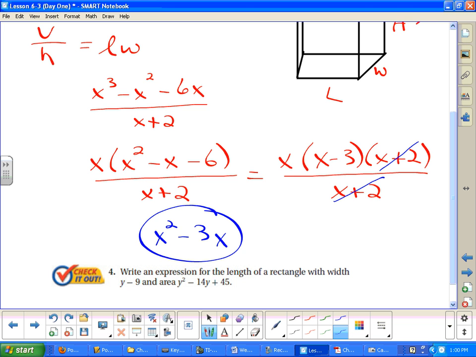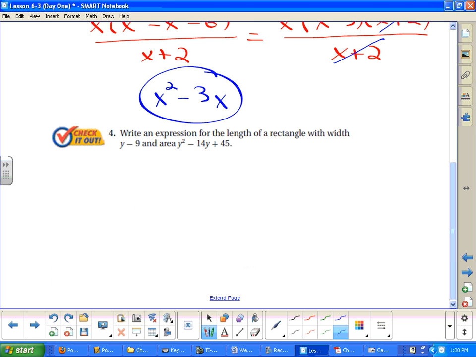So on these problems here, just like this one, check it out, it says write an expression for the length of a rectangle. All you're going to do is factor, okay? And then the thing that they don't have the same is going to be your answer. So here we would have y minus 5 and y minus 9. If I factor y squared minus 14y plus 45, here I have y minus 9, so the other part would be y minus 5.